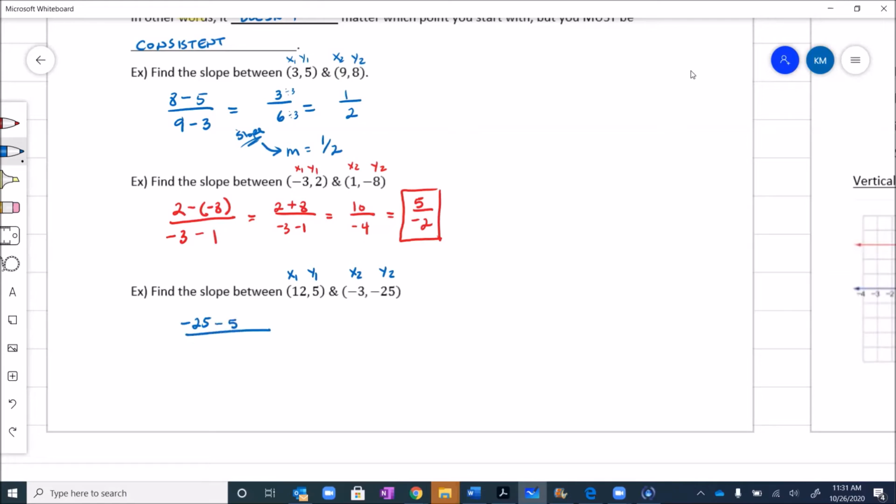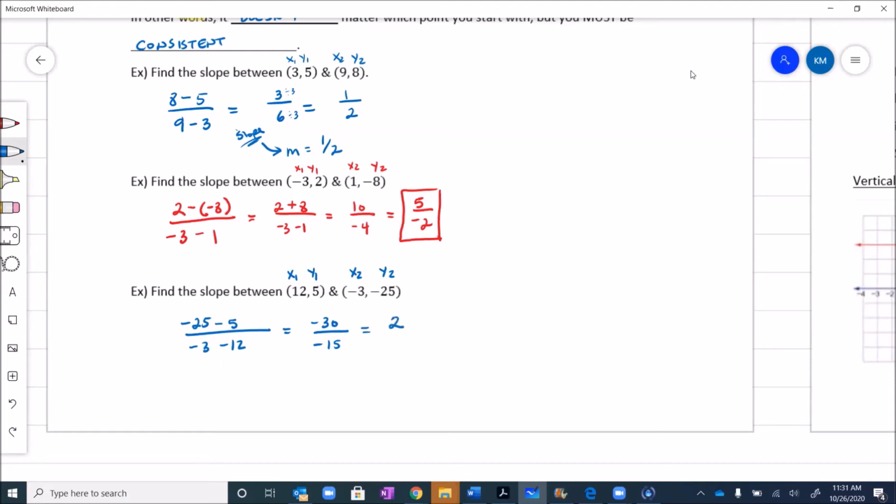And then I have negative 3 minus 12. So negative 25 minus 5, negative 30. Negative 3 minus 12, negative 15. Negative divided by negative makes it positive. 30 divided by 15 is 2.